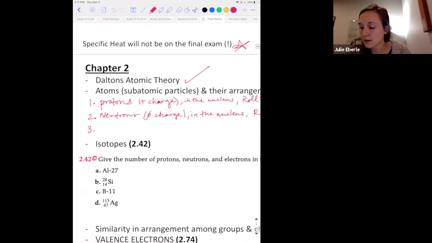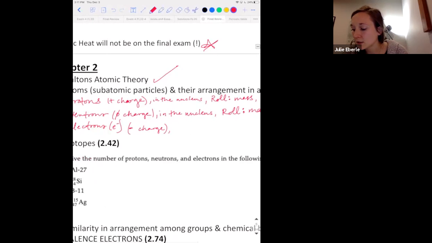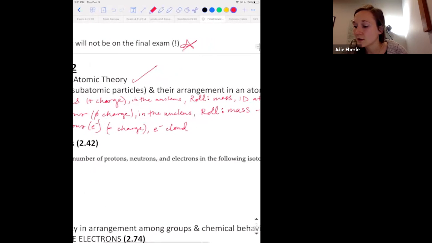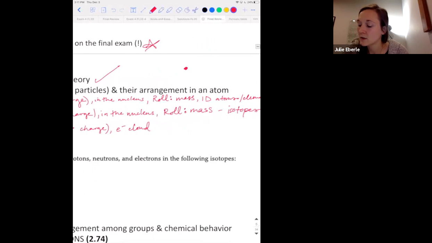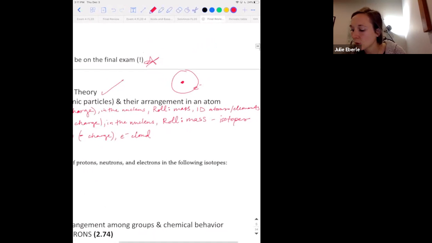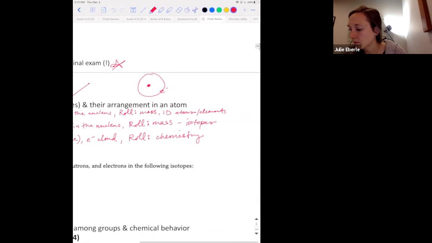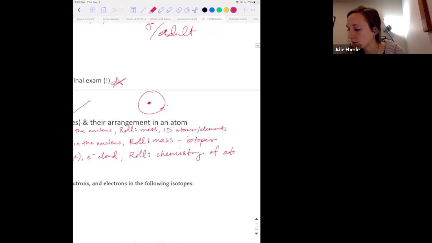So 3 electrons. Remember, we abbreviate these e minus. They have a negative charge. They are not in the nucleus. They are in the electron cloud, which surrounds the nucleus. Remember, if we draw a picture of an atom, there's the nucleus, and there is the electron cloud around it. And electrons are out here. What is their role? They are responsible for the chemistry of atoms.